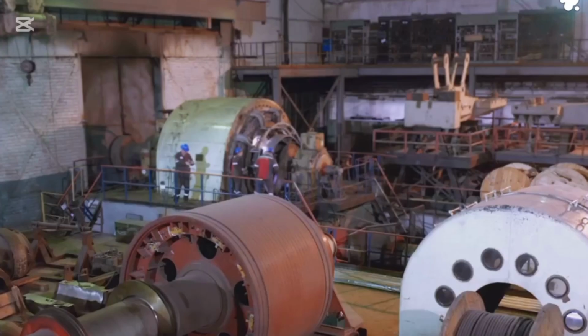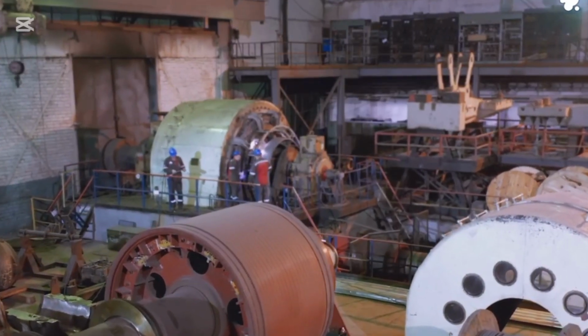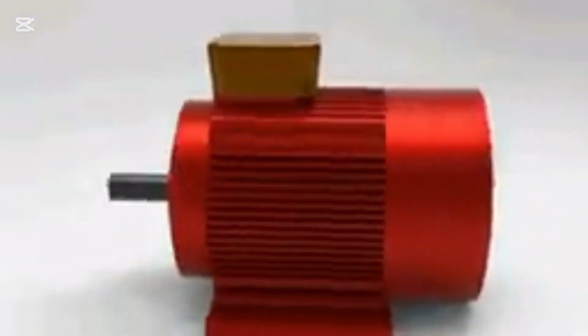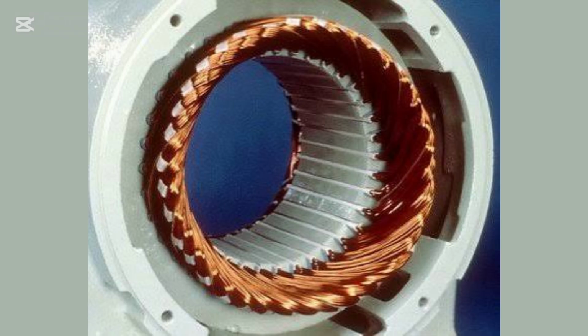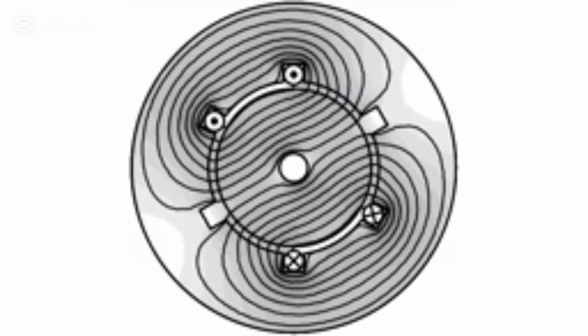Now before we go deeper, let's quickly understand the main parts of a motor. Every induction motor has two major sections, the stator and the rotor. The stator is the stationary outer part. It carries the coils or windings that produce the rotating magnetic field. You can think of it as the field generator.